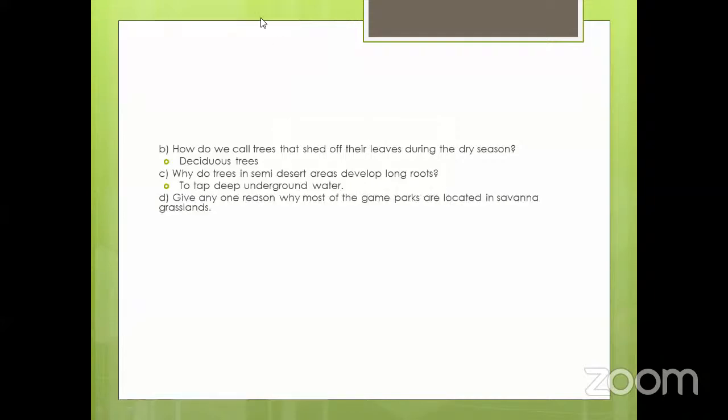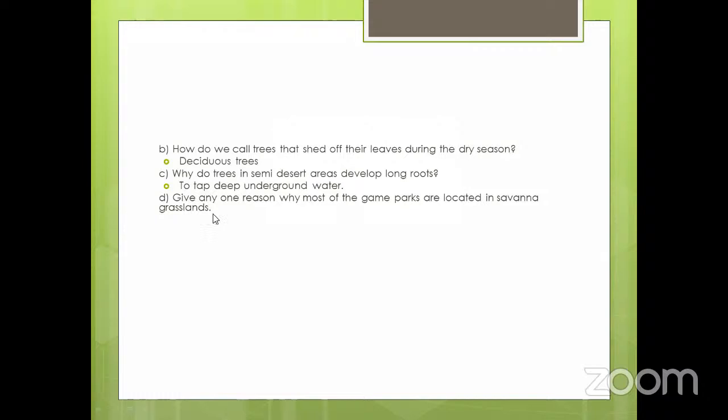Another question is there. I need Dan to read for us. Give any one reason why most of the game parks are located in savanna grasslands. Do we know the reason? Yes, Dan? They have enough pasture and water for animals. Savanna grasslands have enough pasture and water for their animals.